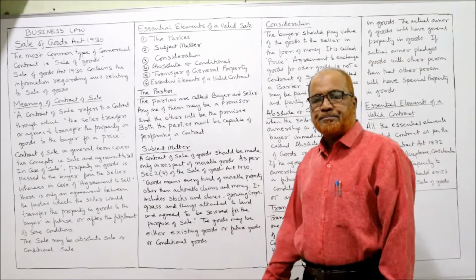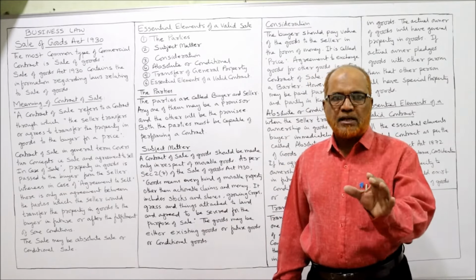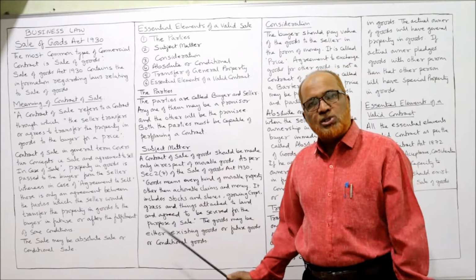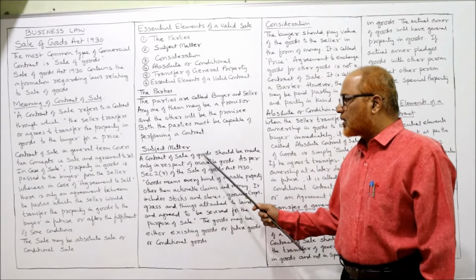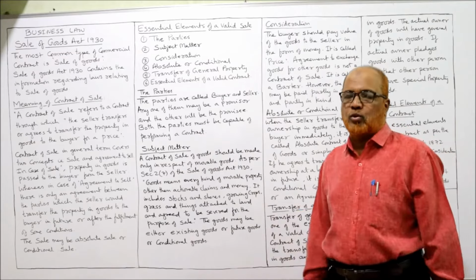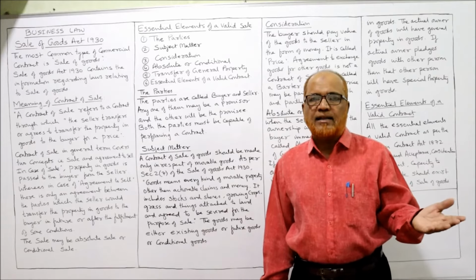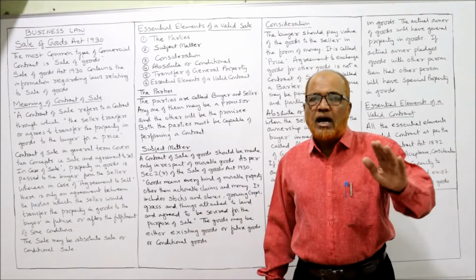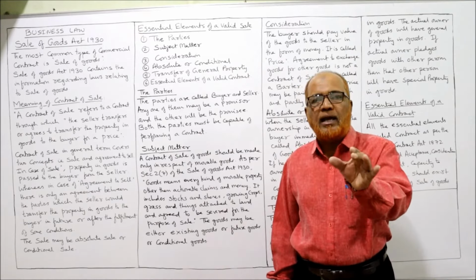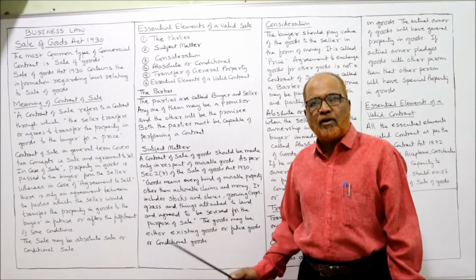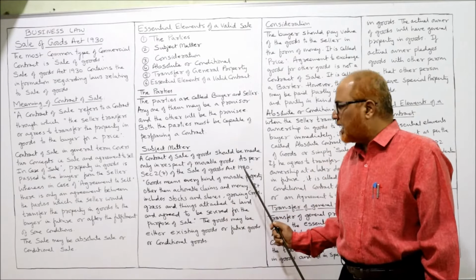Second one is subject matter. The subject matter of the sale contract is goods. Then what are goods as specified by the Act? The Sale of Goods Act has specified what we mean by goods. First of all, a contract of sale of goods should be made in respect of movable goods. Remember, for immovable goods the Sale of Goods Act will not apply. Other laws are there for selling immovable property. Here the Sale of Goods Act will apply only for movable goods, as per section 2, subsection 7 of the Sale of Goods Act 1930.